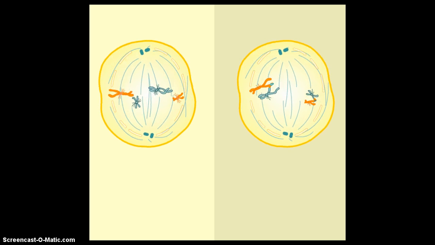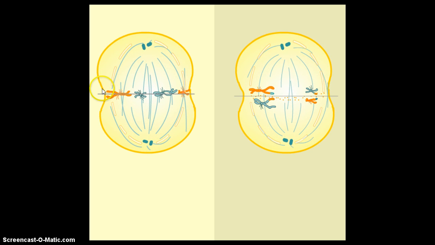Once they get lined up during metaphase, in mitosis, the chromosomes are lined up in a single line along the metaphase plate, whereas in contrast, during metaphase 1 of meiosis, the chromosomes are lined up in their pairs, each one on either side of the metaphase plate.